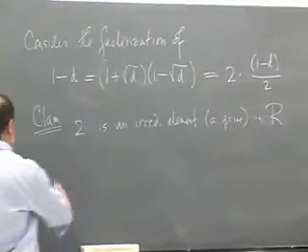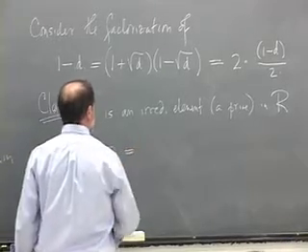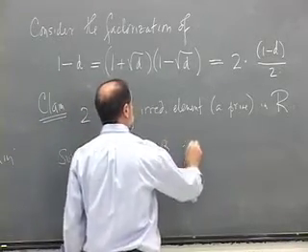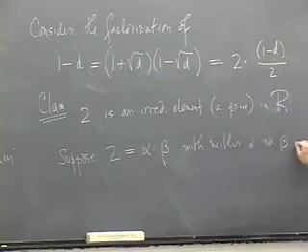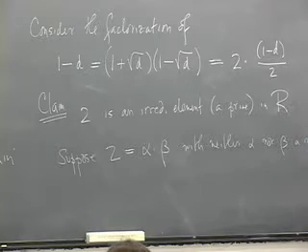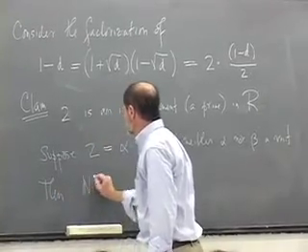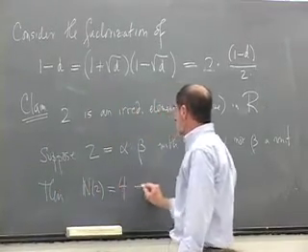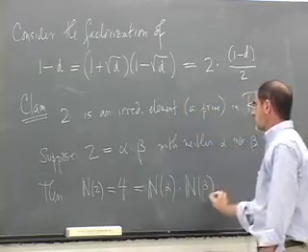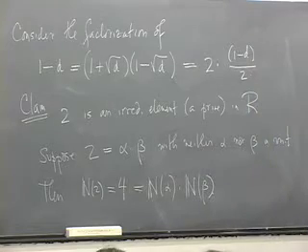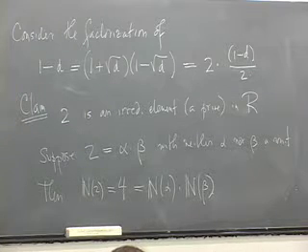Proof. Why? Suppose 2 was equal to alpha times beta, with neither alpha nor beta a unit. Then take the norm. The norm of 2, which is equal to 4, is equal to the norm of alpha times the norm of beta, because the norm is multiplicative. So a lot of our study of this ring is going to be using the norm to turn it into a property of the integers.